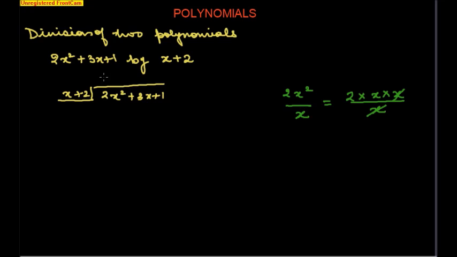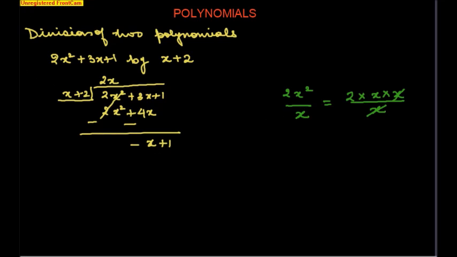So I write down the first term of the quotient as 2x. Whatever the quotient is, we have to multiply it by x plus 2. So we multiply 2x by x and I get 2x square. 2x by plus 2 and I get plus 4x. Because we have to subtract them, we change the sign. This gets cancelled and I get minus x plus 1.